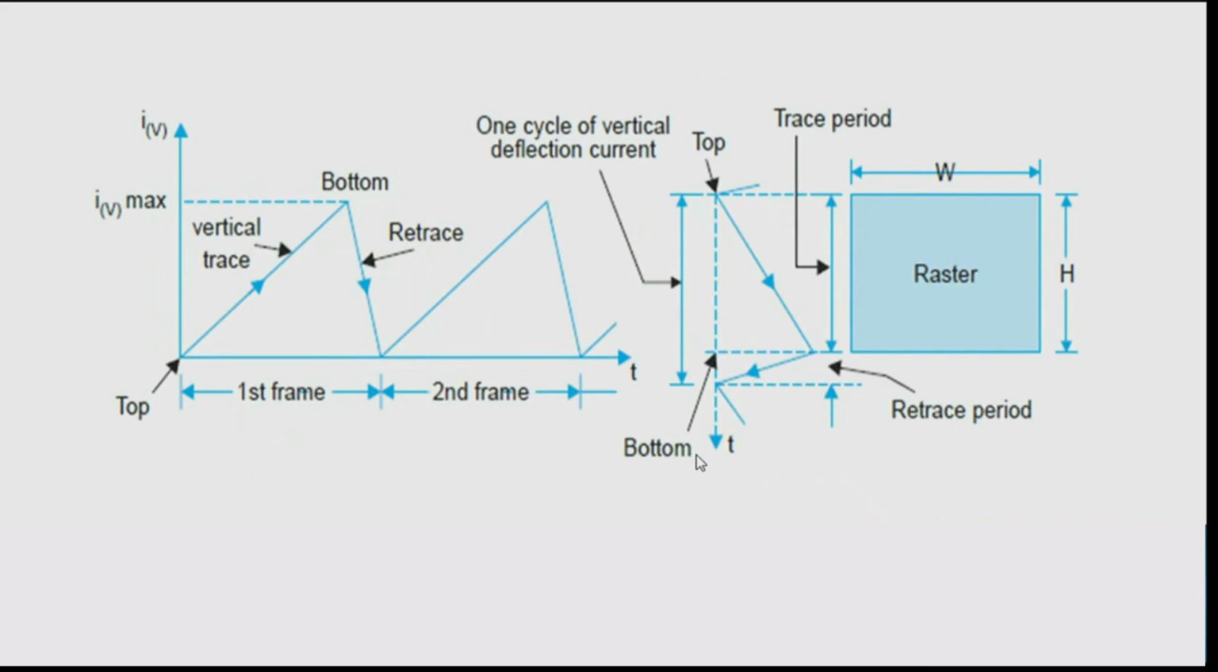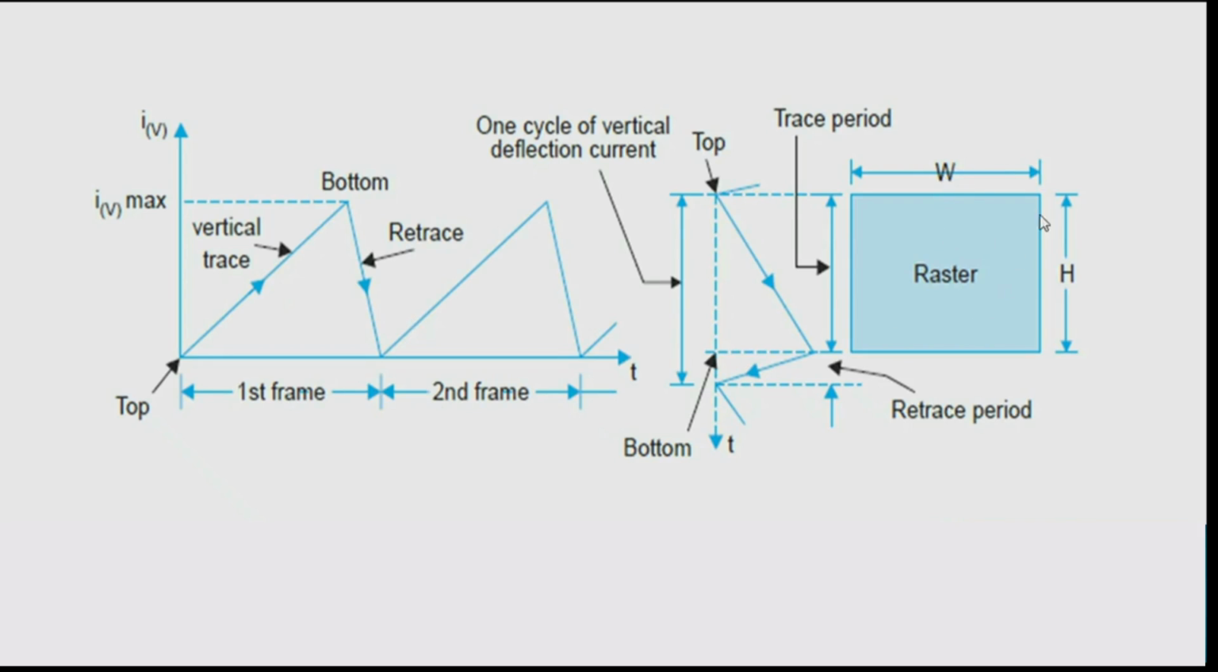Now the previous diagram is explained with the help of this one. Here is the vertical current versus time, the vertical deflection current. Again it will start from zero, reach up to the maximum current, and after reaching the maximum current it will drop down to zero. From zero to maximum current is the vertical trace, and from maximum to zero shows the retrace path. This is the first frame, second frame. In this way up to 625 frames are shown here. And this is a raster.